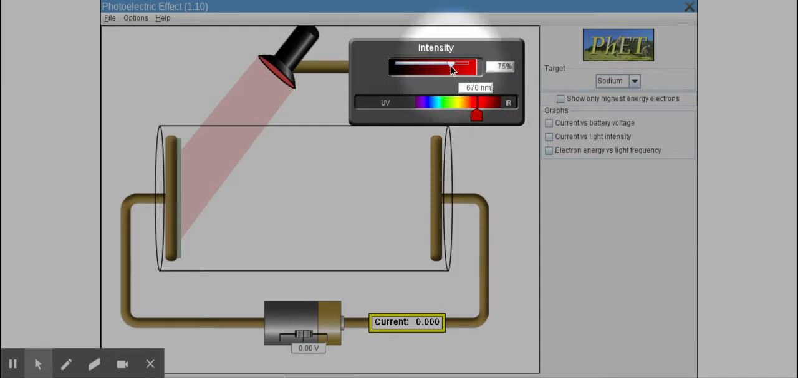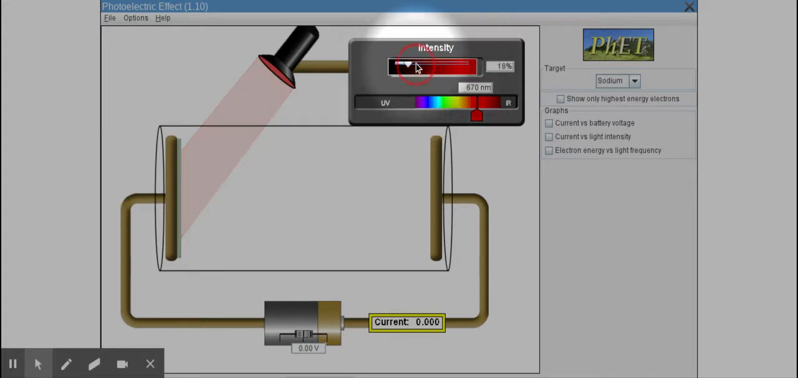And as you can see here, nothing is happening on the sodium metal. No electrons are being released. So we can put that intensity all the way up to 100%. Still nothing happens. We don't get any photoelectric effect whatsoever. Let's put the intensity down to like 26%.